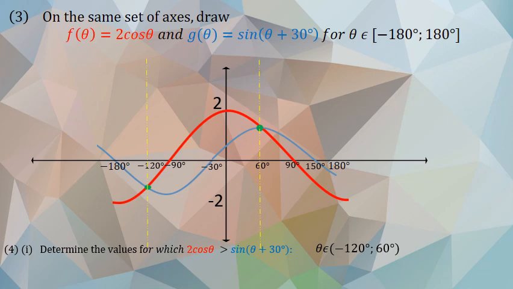Righty. Next part of the question asks us to determine the values of theta for which 2 cos theta divided by sine theta gives us a positive value. Now this, remember that they could also just pop the f over the g. So they're asking you, where is the quotient positive?